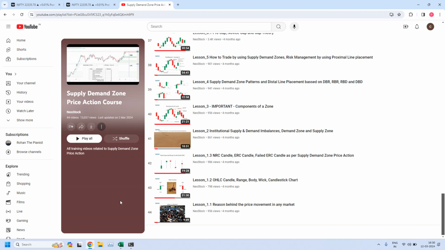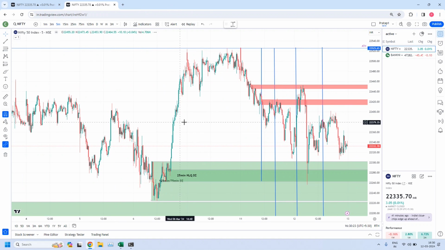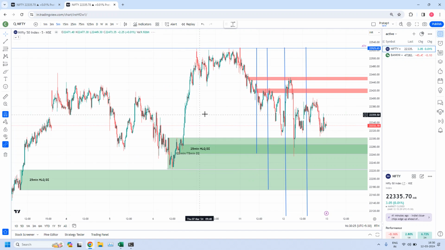Now let's get into the analysis part. Before getting to the high liquidity zones, let us look into Nifty and Bank Nifty, and the support and resistance levels we have identified with the help of the supply demand zone chain video. See, these are the levels for Nifty.